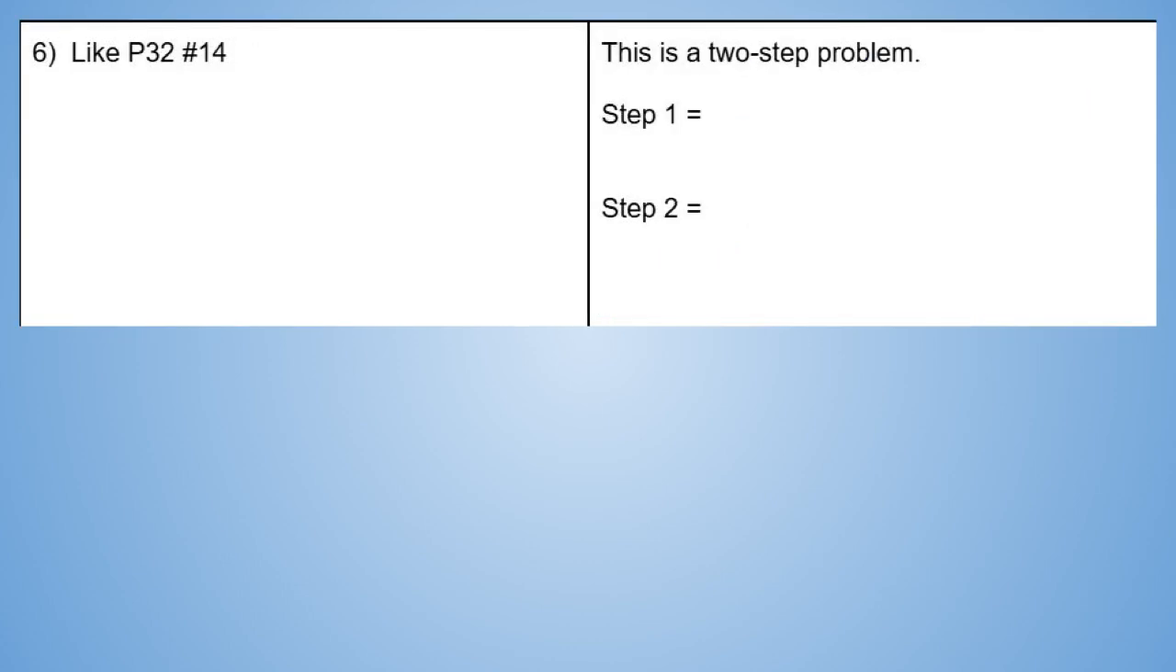Question number 6 is like page 32, number 14. So I'll give you a second to look at that. It says Mrs. Drew wants to build a square sandbox with an area of 121 square feet. What is the total length of wood Mrs. Drew needs to make the sides of the sandbox?